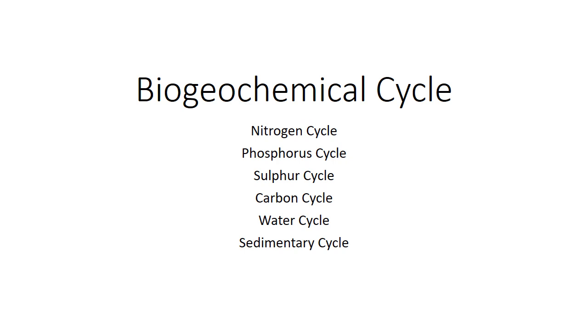Today we are going to discuss biogeochemical cycles, that is nitrogen cycle, phosphorus cycle, sulfur cycle, carbon cycle, water cycle and sedimentary cycle. Previously we had discussed biogeochemical cycles, their importance and how they generally work, and what are the general components of the biogeochemical cycles and how they interact with the biotic and abiotic community. That was the brief introduction about that.